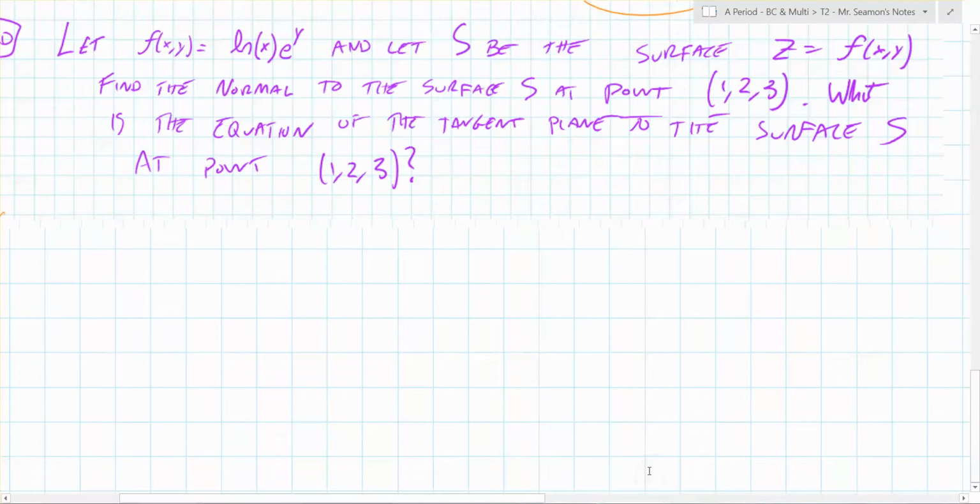What are we looking for? A vector, yeah. But what vector? Yes, we're finding the normal to the surface. So how do we find the normal to the surface?